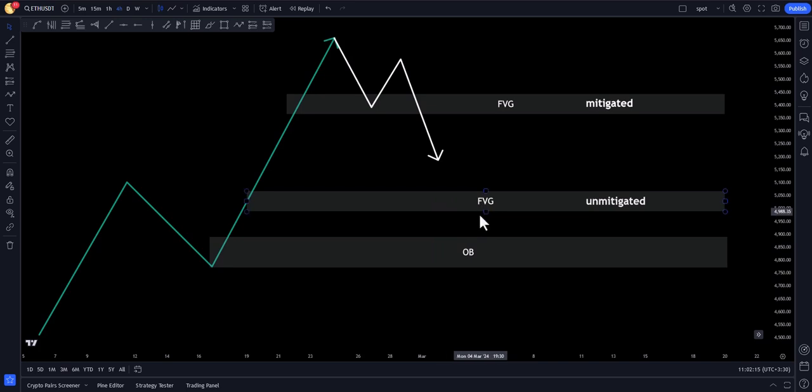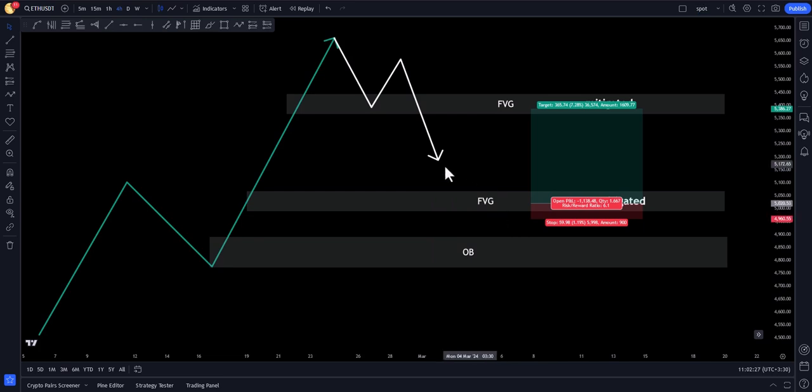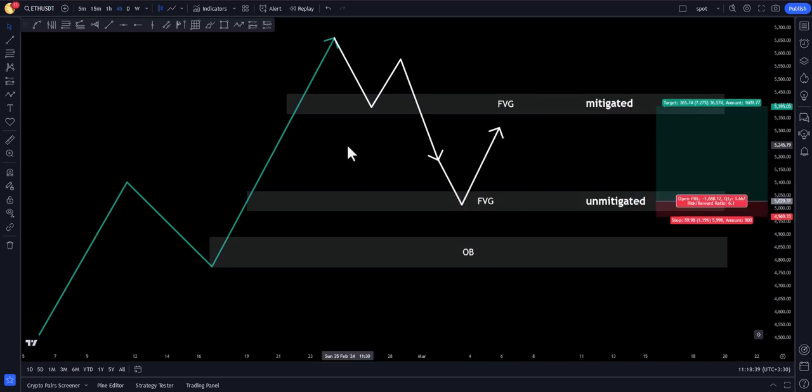To open a trade in an unmitigated fair value gap, place your stop loss below the fair value gap zone. However, I don't recommend trading this way. Instead, stay at the chart, set an alert, and when the price reaches this zone, if you get confirmation on a lower time frame, you can enter a long position. So, rule number 1 is that we only open trades in unmitigated fair value gaps.